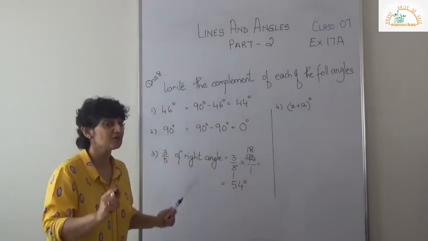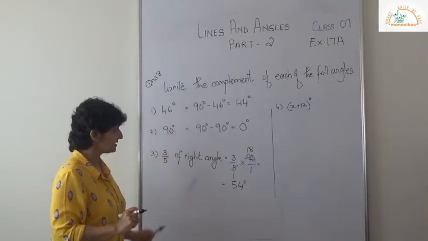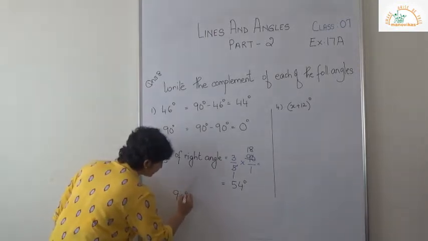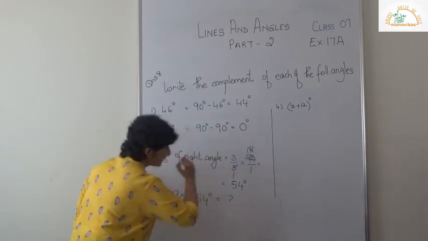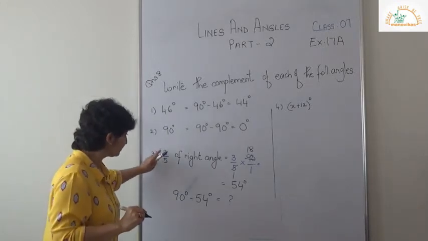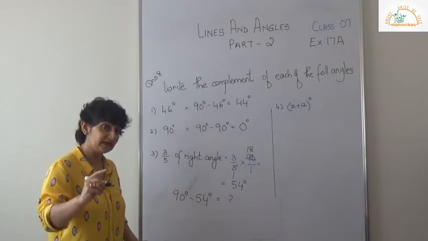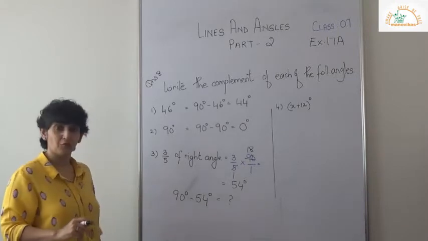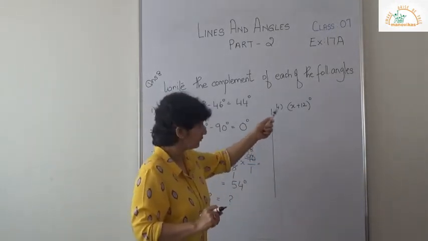With this, I don't finish. I only found out 3/5 of the right angle. That is 54. So now you have to find out the answer. 90 minus 54 degrees will give you the answer. You are going to work this out, children. I am not going to do it. 3/5 of right angle, I only found out 54 degrees. You have to find out the complement of 54 degrees. Clear? Next, question 4.